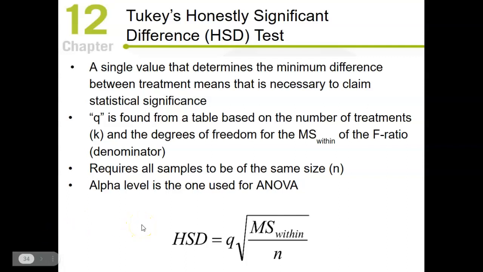So that's it for the second half. There's a lot more information that you can read in your book, obviously, but these were the highlights of the important topics.